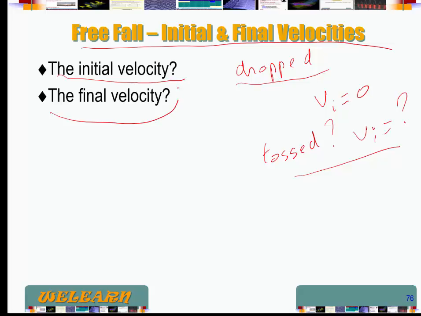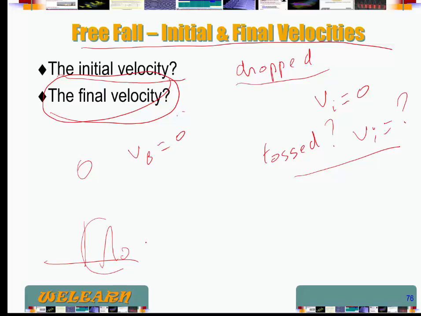Final velocity, same thing. Be careful here. One common error that people make is to say the final velocity is 0. Now, if I drop an object from here, it's going to fall, it's going to bounce back, bounce back, bounce back, and then eventually it's going to have a final velocity equal to 0. That's after several bounces.